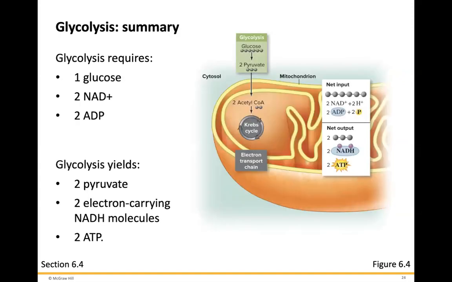So in summary, glycolysis will require 1 glucose molecule, 2 NADs, which is the electron carrier without the electrons, and 2 ADP molecules. Glycolysis will yield 2 pyruvates, 2 electron-carrying NADH molecules, which will go to the electron transport chain and produce additional ATPs. Every NADH molecule that you produce will yield a net of 3 ATPs. And then you also produce 2 ATPs net by substrate level phosphorylation.